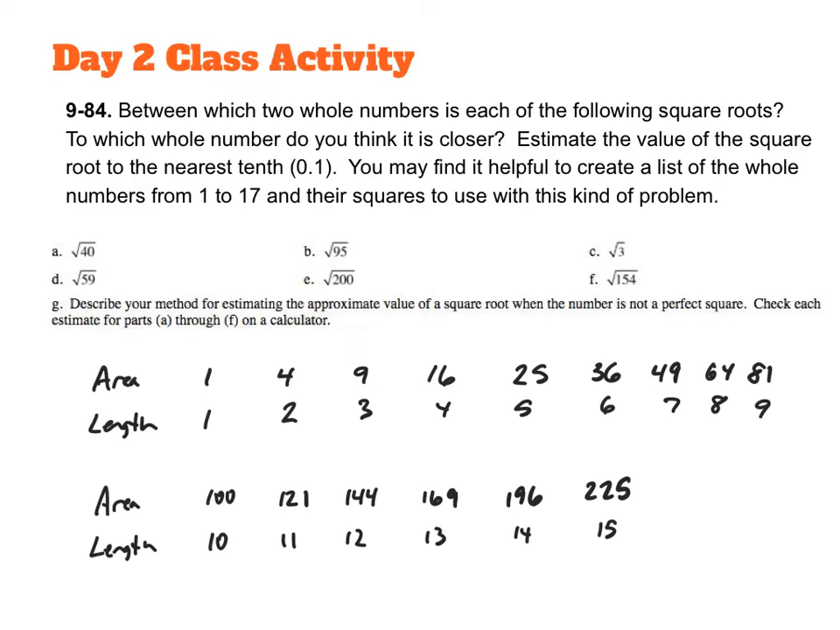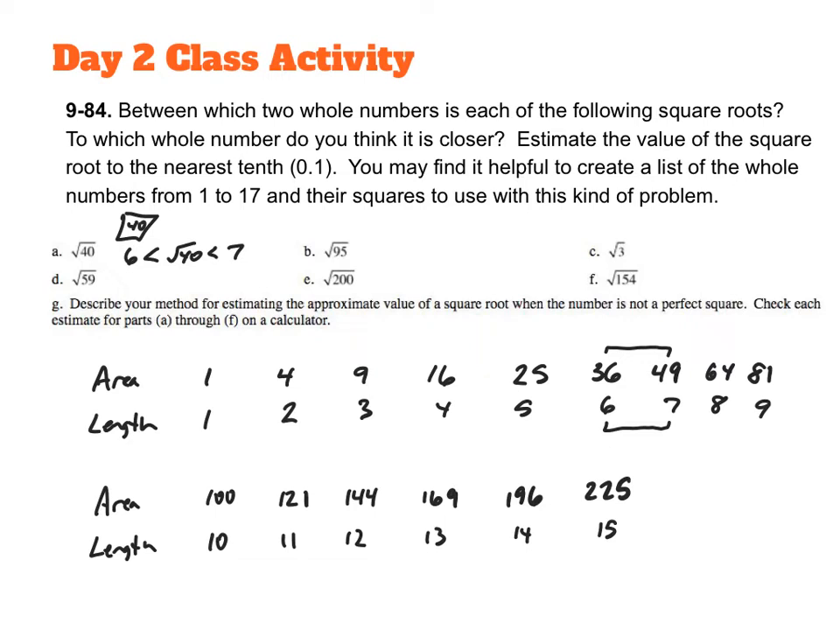So the square root of 40, if we're thinking of our squares and side lengths here, would be the side length for a square that had an area of 40. So we're looking for the square root of 40. If I'm looking at my areas list here, that number is going to be between 36 and 49, and that would be side lengths between 6 and 7. So I know that the square root of 40 is going to be between 6 and 7.